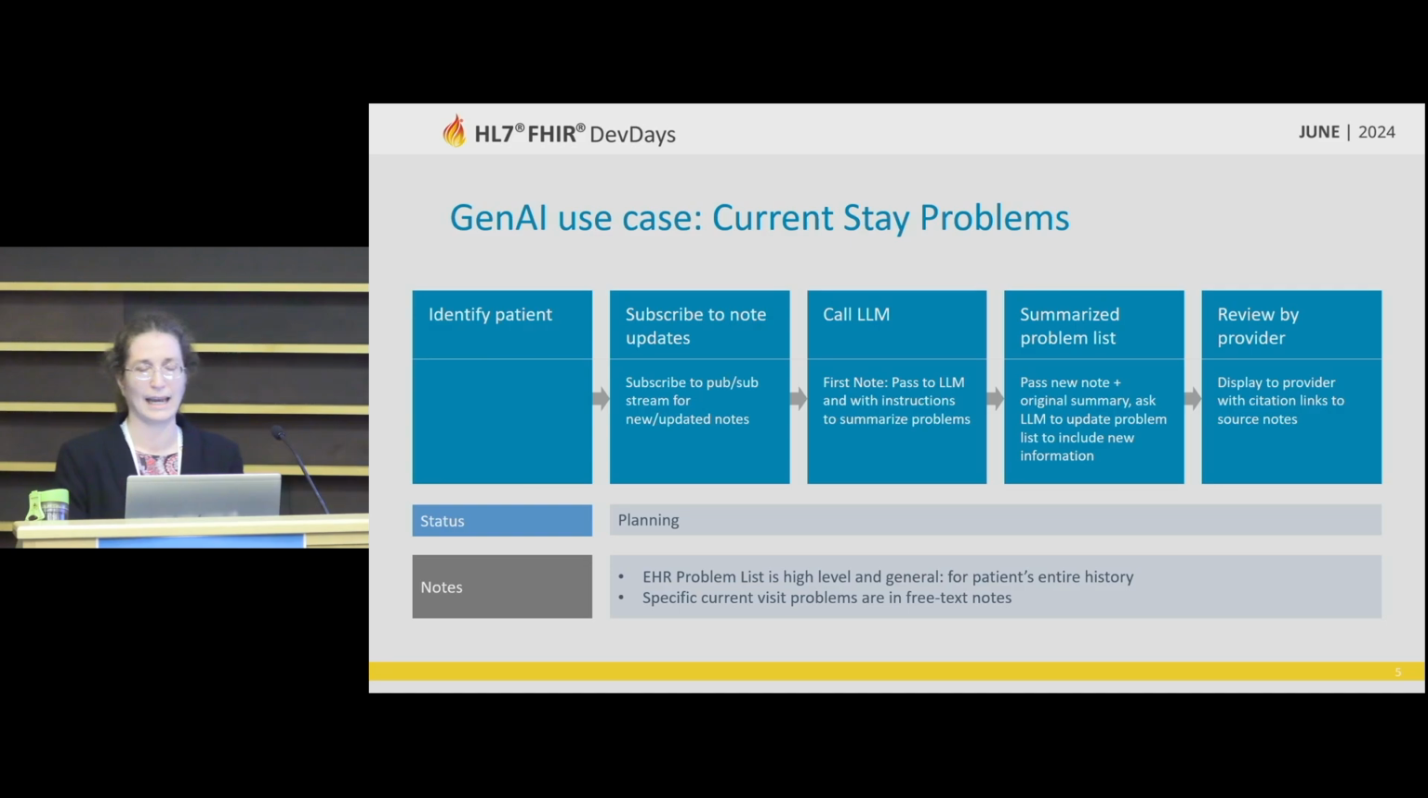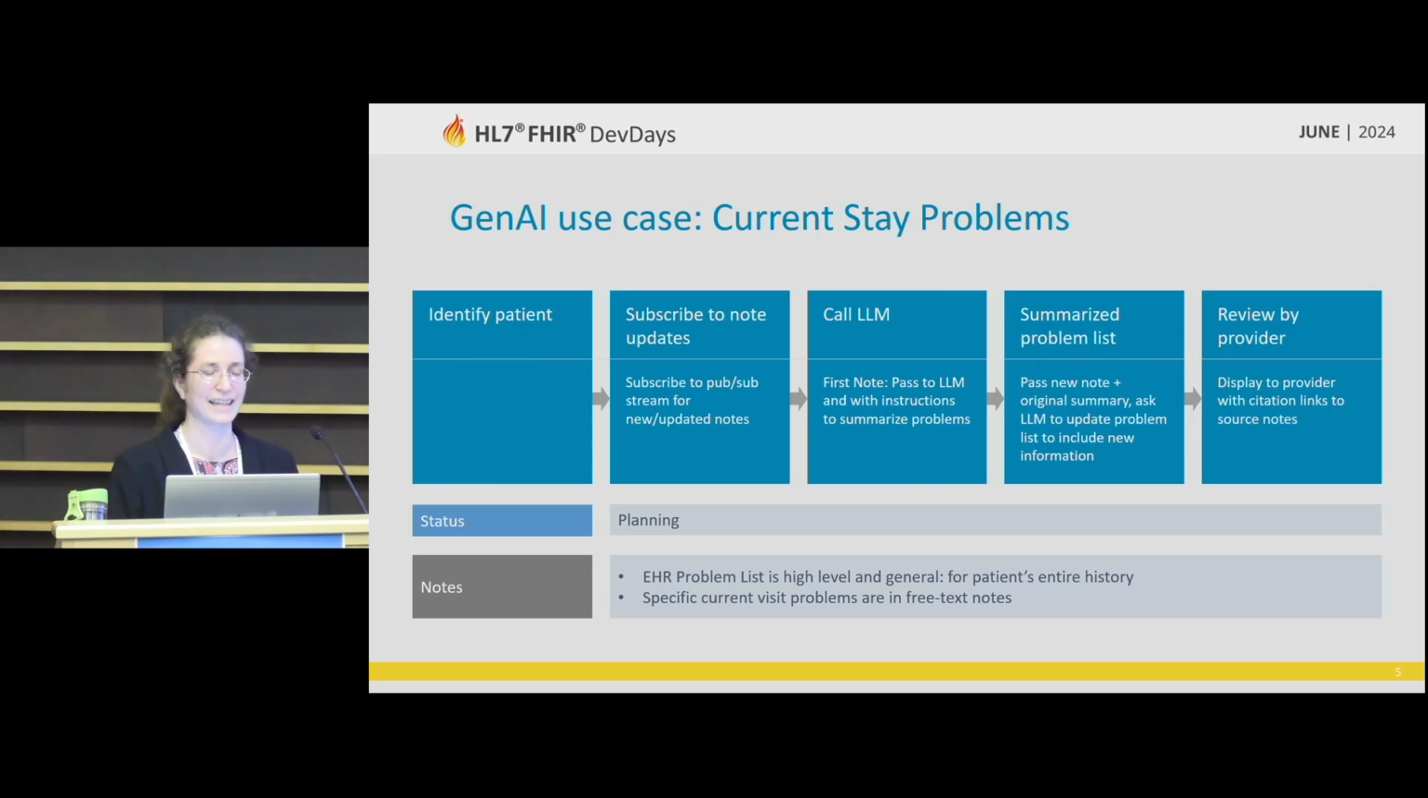So the first use case, this is just in the planning stages. We started talking about it a couple weeks ago. It is for that acute care multi-patient viewer. They're interested in showing a problem list. And you might say, well, you've got an EHR. There's a problem list in the EHR already. That's true. We have Epic. There's a problem list in Epic. But it is very high level. It's general. It's for the patient's entire history.